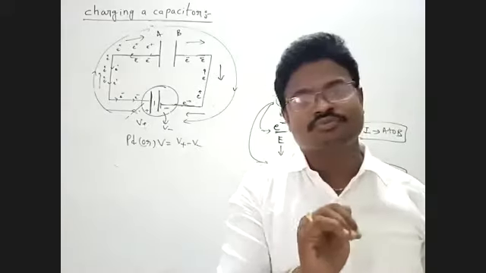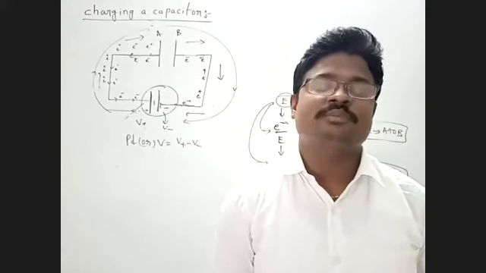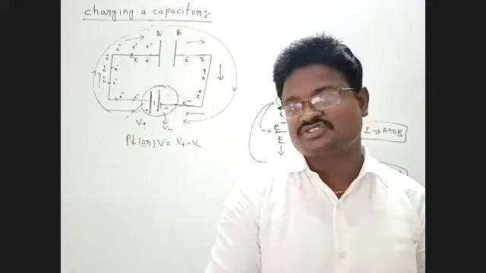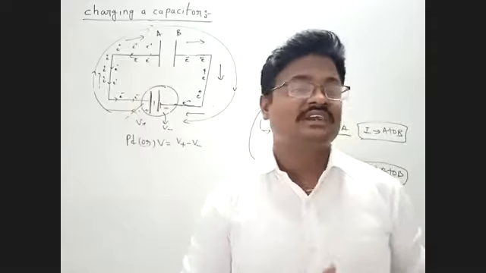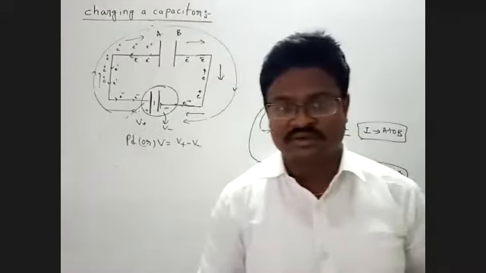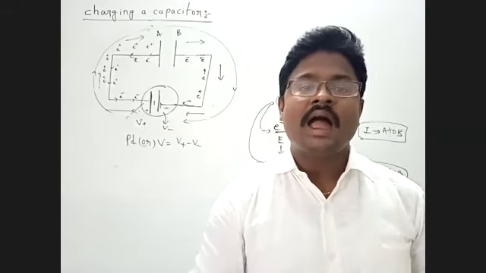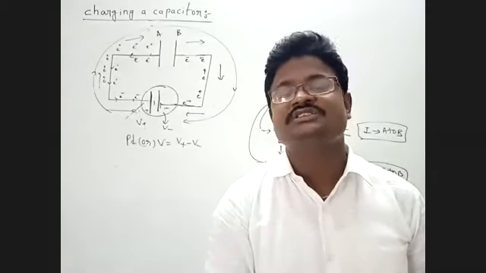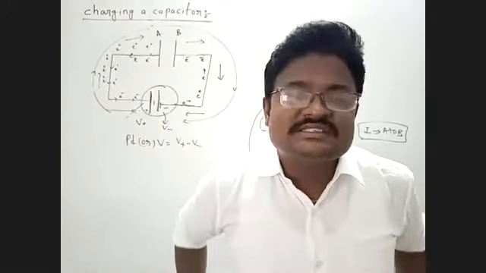Next, electrons are moving from the negative terminal to the positive terminal, and positive charges are moving from the positive terminal to the negative terminal. Battery present means potential difference exists, and potential difference in a circuit means an electric field is present. The electric field pushes the negative charges from the negative terminal to the positive terminal, and pushes the positive charges from the positive terminal to the negative terminal.